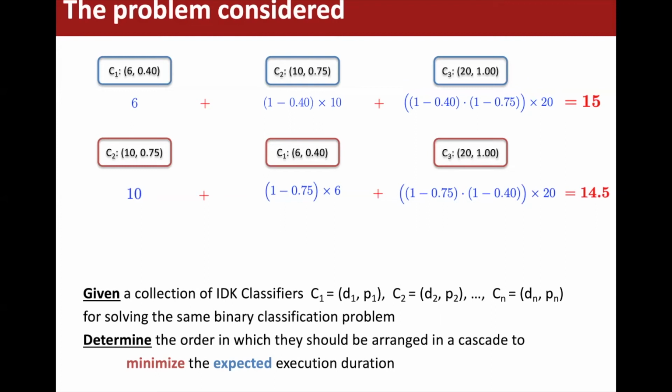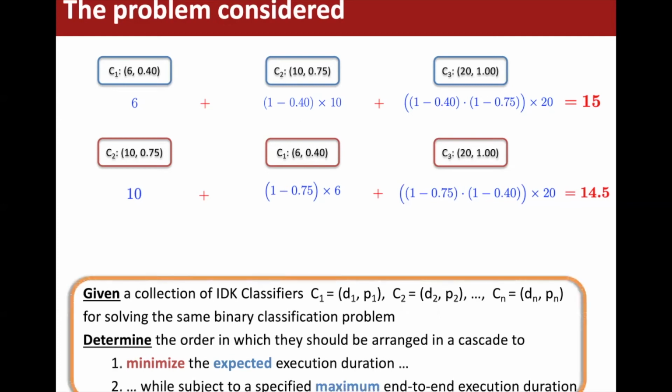With regards to our example, we have seen that the second cascade, C2 followed by C1 followed by C3, has a lower expected execution duration than the first cascade. It turns out that this second cascade of C2, C1, C3 is in fact optimal for this particular problem. In our paper, we have also considered an extension to this original problem. We assume that we are in addition given a maximum duration within which all computations must cease, even in low probability circumstances.